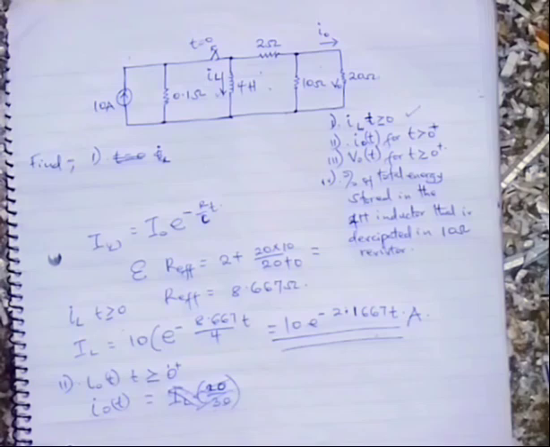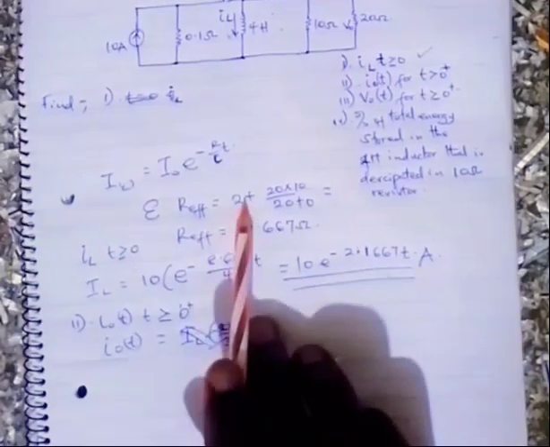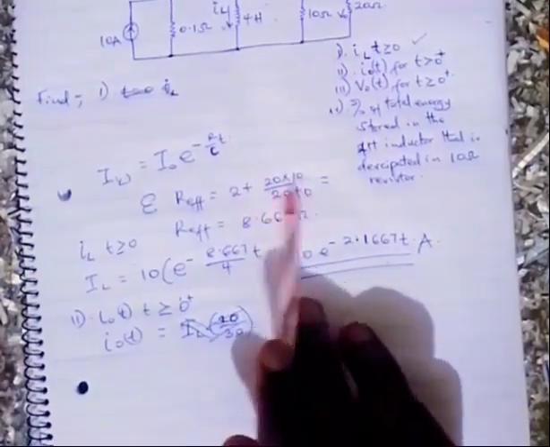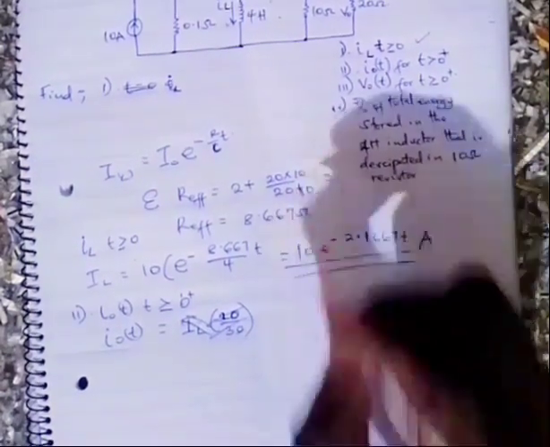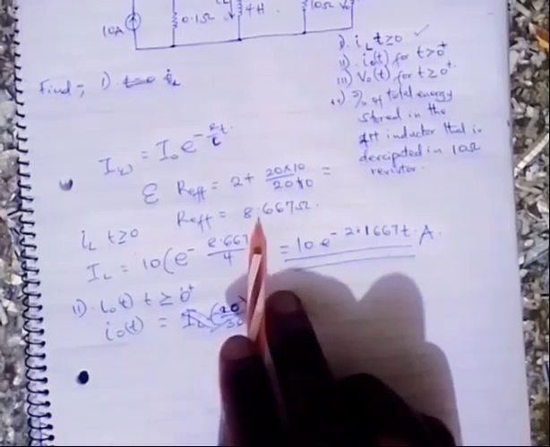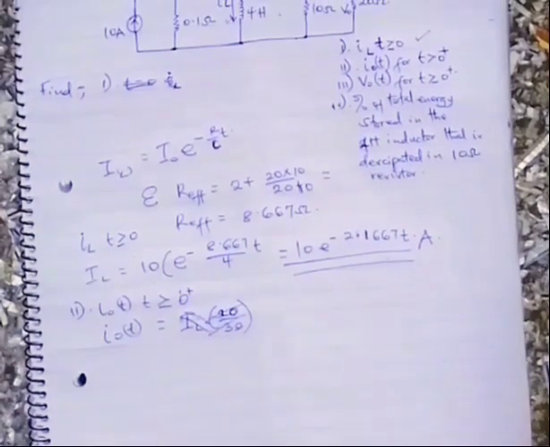Continuing, we want to find R equivalent, which will be 2 plus 20 times 10 all over 20 plus 10. Sorry for that. R equivalent will be 8.667 ohms.